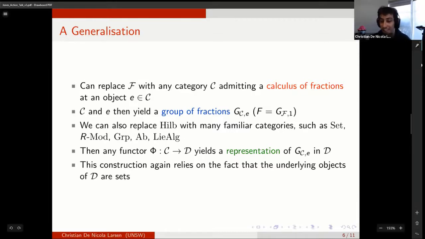In this case, they're all concrete. So the category of sets, modules over a ring, category of groups, abelian groups, and Lie algebras. So what you can then do is take any functor coming from our category C with this calculus of fractions to a category D. And let's just say this category D is just one of the ones that we mentioned in the previous point. And from this, you're going to get a representation of your group of fractions in the category D that you've chosen. But again, we're dealing with concrete categories. So here D is a concrete category, so we're still relying on the fact that the underlying objects of this target category of the functor are sets.